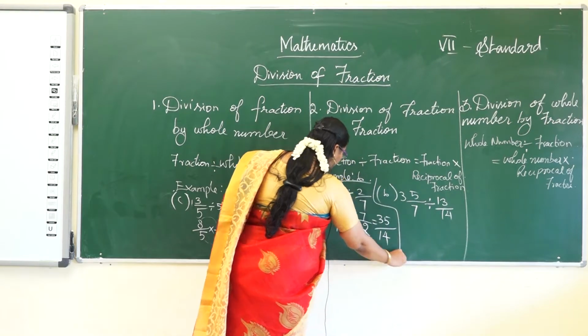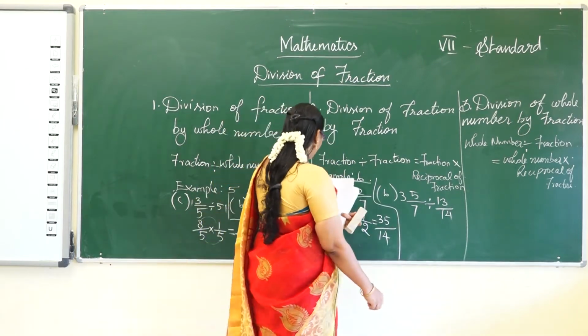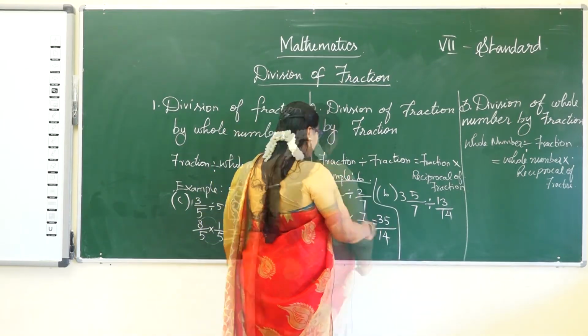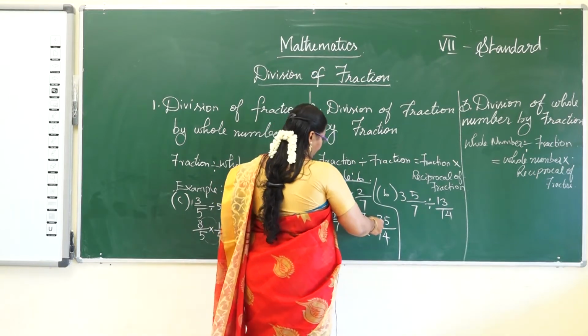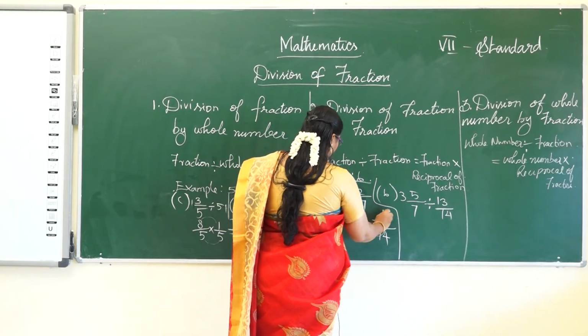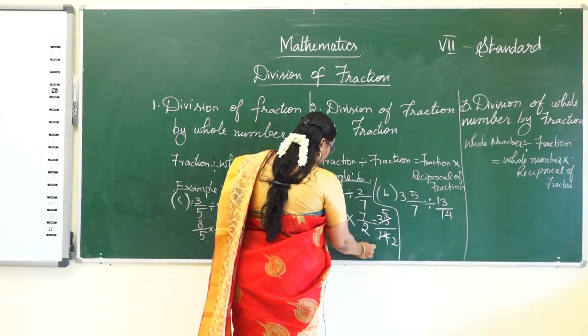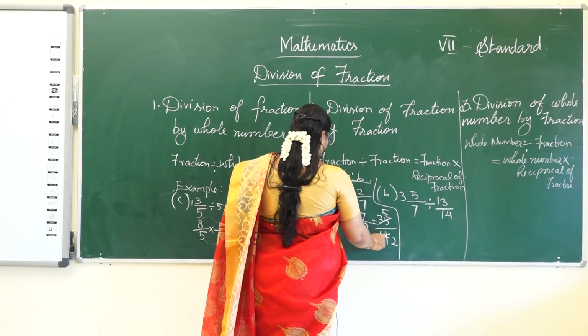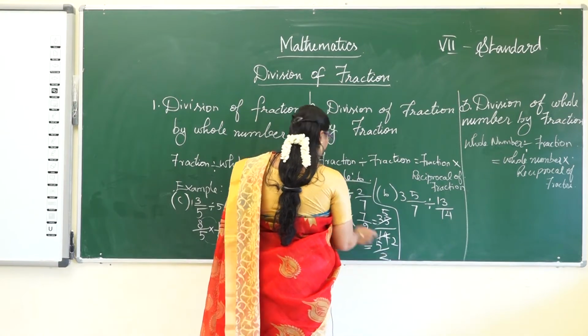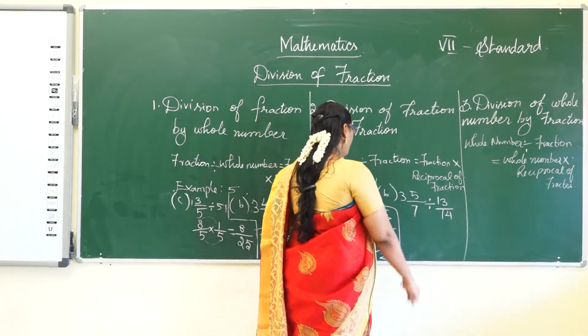Okay, finished. And next one, it cancels in the 7 table, isn't it? 7 5s are 35 and 7 2s are 14. So the fraction is 5 by 2. Okay. Now see the B problem.